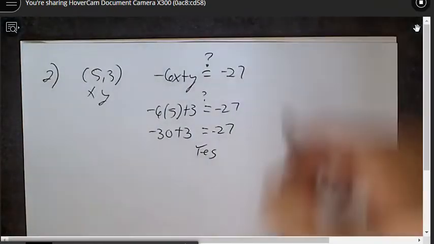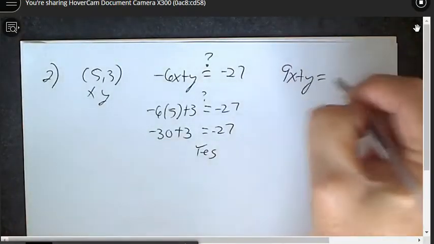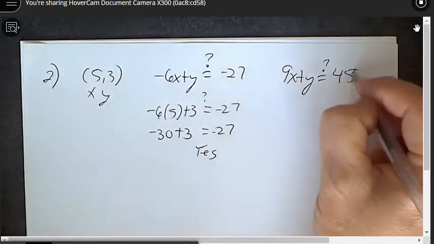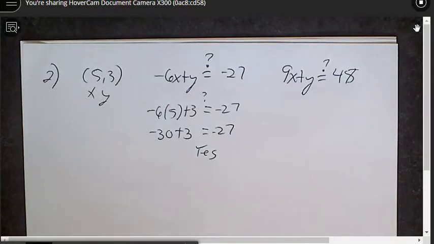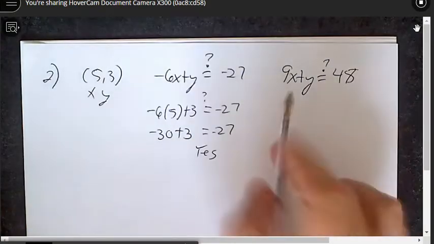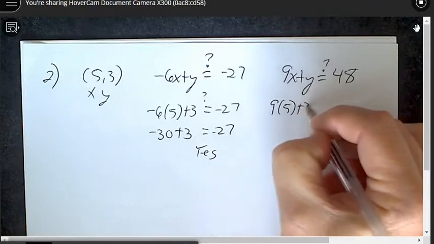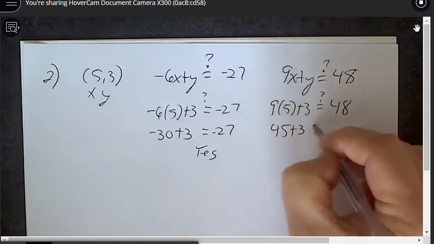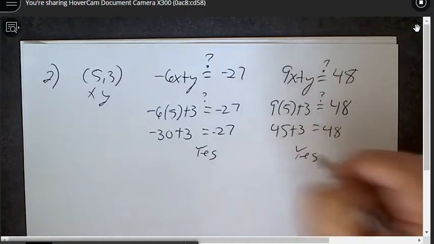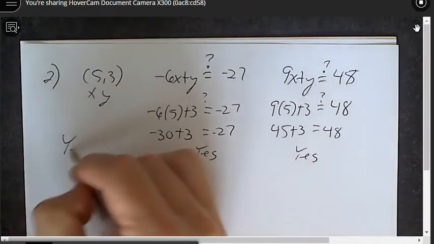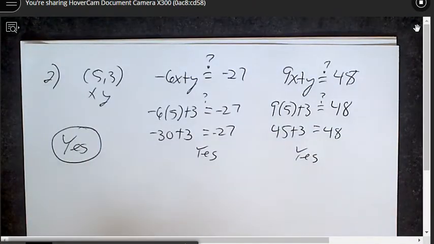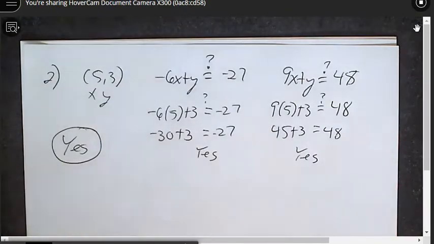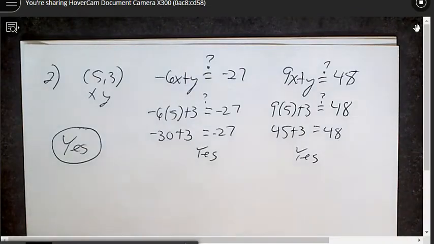Okay, but we also have to check it for the second equation, 48. Okay, so we've got 9x plus y equals 48. So same thing, plugging in the 5 and 3. 9 times 5 plus 3, does that equal 48? Just 45 plus 3 equals 48. Yes, it does. And if they're both yes, then the answer is yes. If it's a no answer, if either one of these two winds up being no, then it's not going to be a solution. So it has to make both equations true for the system that you're working with.